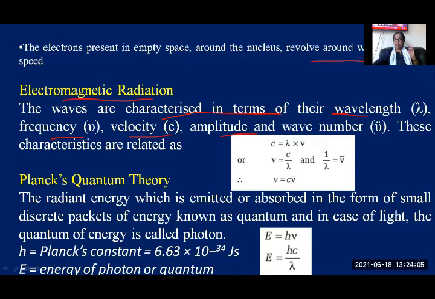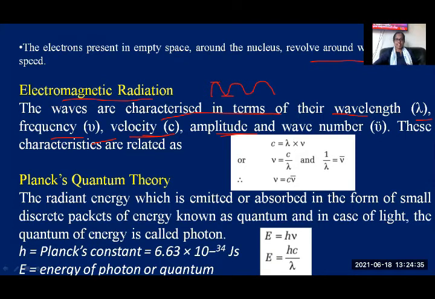Okay, so each electromagnetic radiation has its own wavelength, which is represented as lambda, and it has its own frequency nu, velocity c, and amplitude and wave number. What is a wavelength? It is the distance between two successive crests. When we say wave, how does it look? It looks something like this. So this upper part is called a crest and the lower part is called a trough.